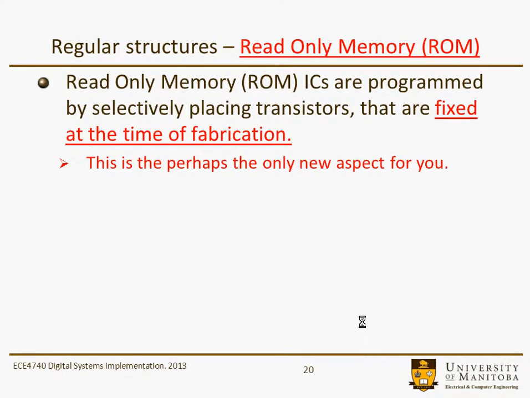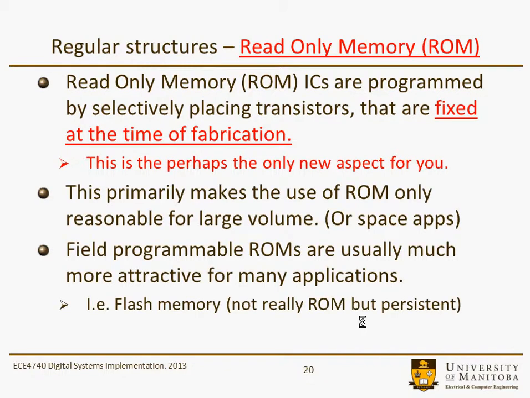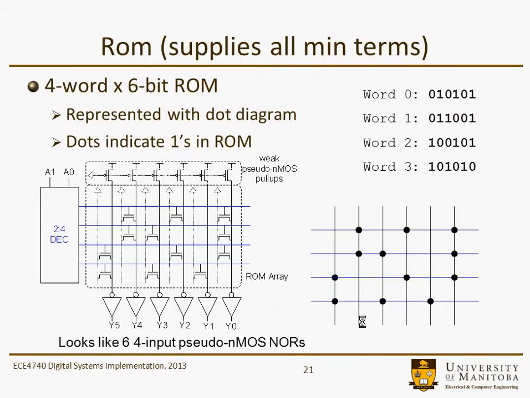So the ROMs, that is, are programmed by selectively placing transistors fixed at time of fabrication. And perhaps that's a bit of a new notion to some of you anyway. So this primarily makes the use of ROM only reasonable for extremely large volumes, or perhaps space applications where the program's not going to change and you want some rad hardness there. Field programmable ROMs are usually much more attractive for many applications, and these are sort of flash memory based. They're not really ROM, but they are persistent.